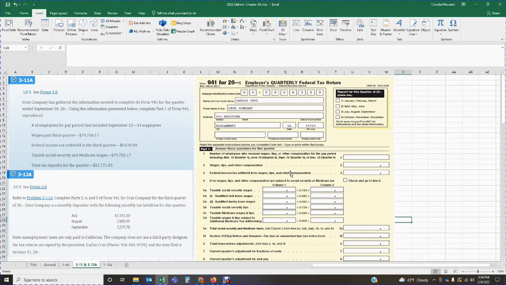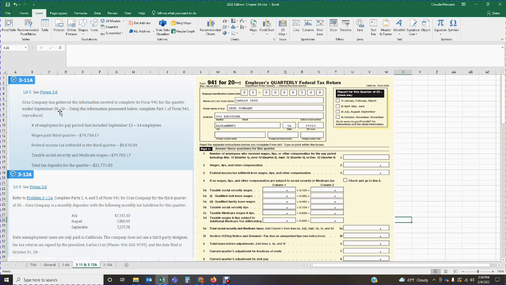Okay, so the first thing that we're going to start off with is the top section. It's already pre-populated for you. That gets the name of the company, the trade, the address, all of this good stuff. The only thing we need to fill out is this part right here. What quarter are we doing? Okay? And according to the information, this is for the quarter ended September the 30th.